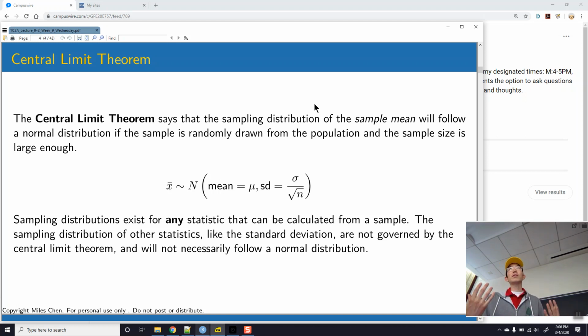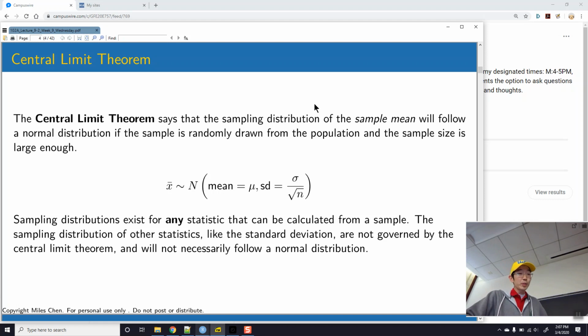You can have a sampling distribution for any statistic that can be calculated from a sample. So you can have a sampling distribution for the slope of a regression line, because that slope is calculated from a sample of bivariate data. You fit a regression line, and you could imagine if you took a different sample, you would get a different slope, and so you can have a sampling distribution for the slope. Any statistic you can think of, any value that can be calculated from a sample, ultimately has a sampling distribution associated with it.